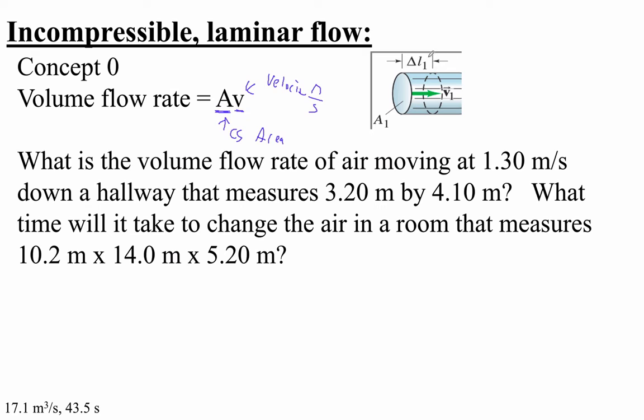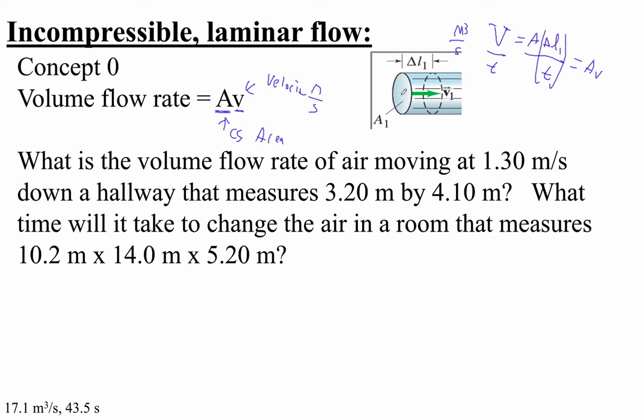Okay, and the reason for that is that if you think of this little cylinder there, the volume of that cylinder is going to be just the area of that times that change in length. We'll call it change in length 1. And the volume flow rate, which is the cubic meters per second, is how many cubic meters go by every second, so it's just that divided by time. Well, if you look in the parentheses there, that's just distance divided by time. That's velocity. So it's just area times velocity.